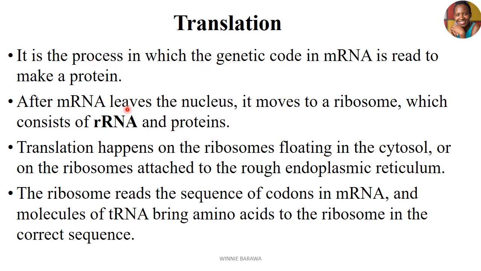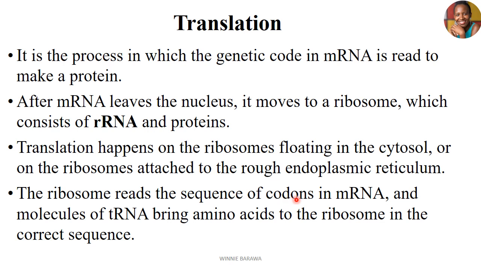So after the messenger RNA leaves the nucleus, it will move to the ribosomes, where we will find the ribosomal RNA and the polypeptides. So the translation process happens purely in the ribosomes, whereby we can do it in the ribosomes that are floating in the cytosol or the ribosomes that are attached to our rough endoplasmic reticulum. To just bring us on board, ribosomes are located two ways, some found in the cytoplasm while some are attached to the rough endoplasmic reticulum.